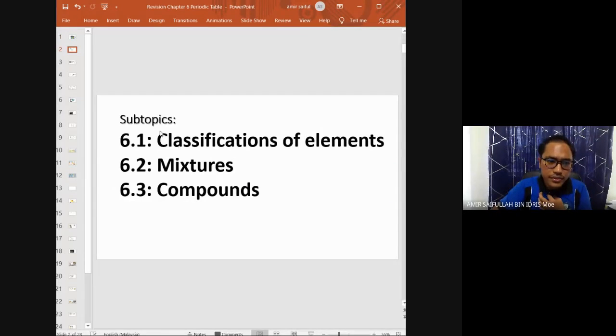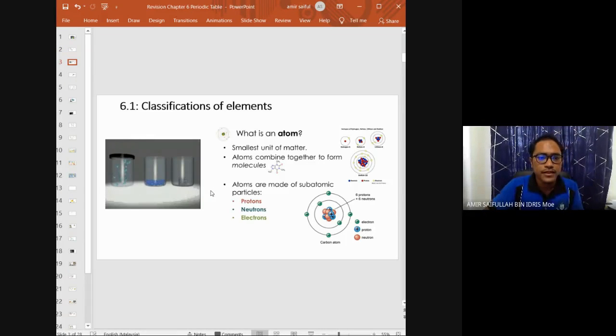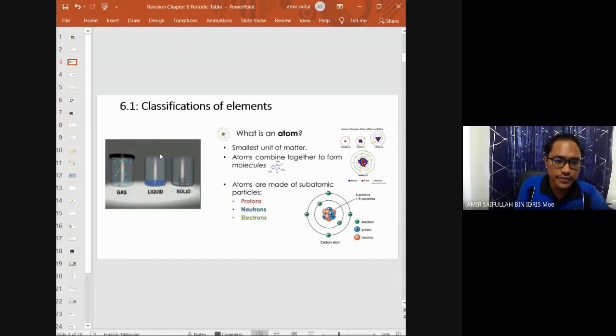So today we will try to discuss 6.1, which is the classification of elements, 6.2, mixtures, and 6.3, compounds. So let's go to this one. Everyone can see the slide? Can you all see the slide clearly? Is it clear or not clear? Clear. Okay, nice.